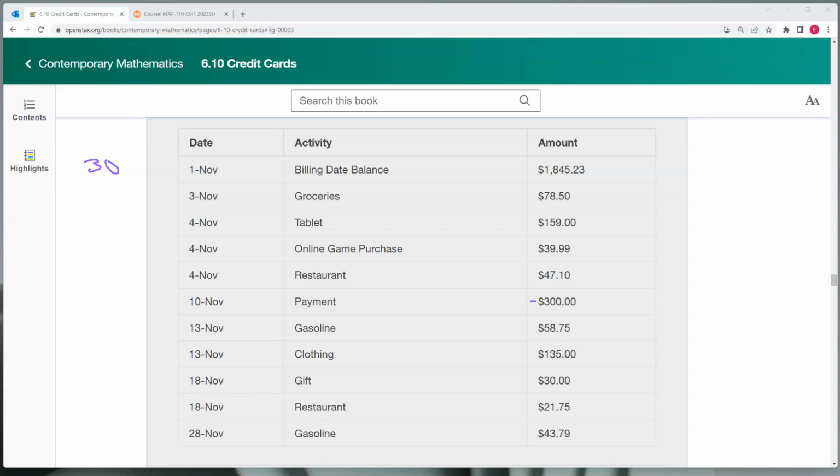And how many days was each of these balances on the account? So from the 1st to the 3rd, that's going to be 3 days. 1, 2, sorry, that's going to be 2. The 1st and the 2nd. And then groceries is going to have, well, we need to add 2.